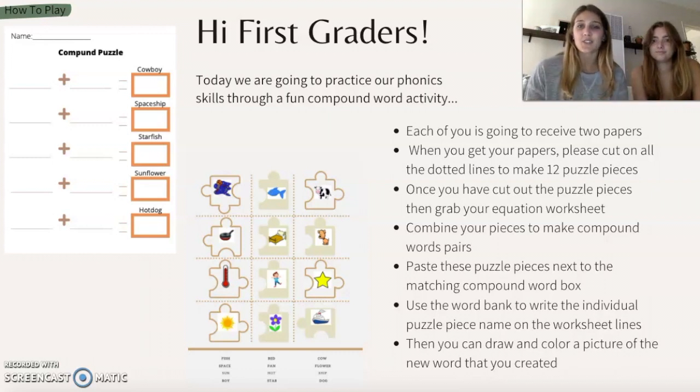And at the end, the students are going to draw a picture of their compound words. So cowboy, spaceship, starfish, all of those new compound words, they're going to be able to associate a picture with that.